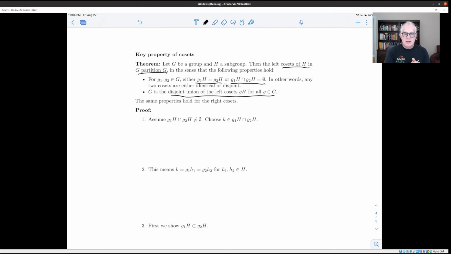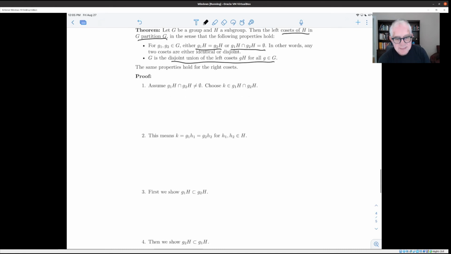The right cosets may be different from the left cosets, but they still partition the group, each one, and every group element belongs to exactly 1. So how are we going to prove this? Well, there are 2 cases. If you have 2 cosets, either they're already disjoint, in which case that's good, or they overlap. And what we're going to show is if they overlap, they're actually equal. So suppose they do overlap.